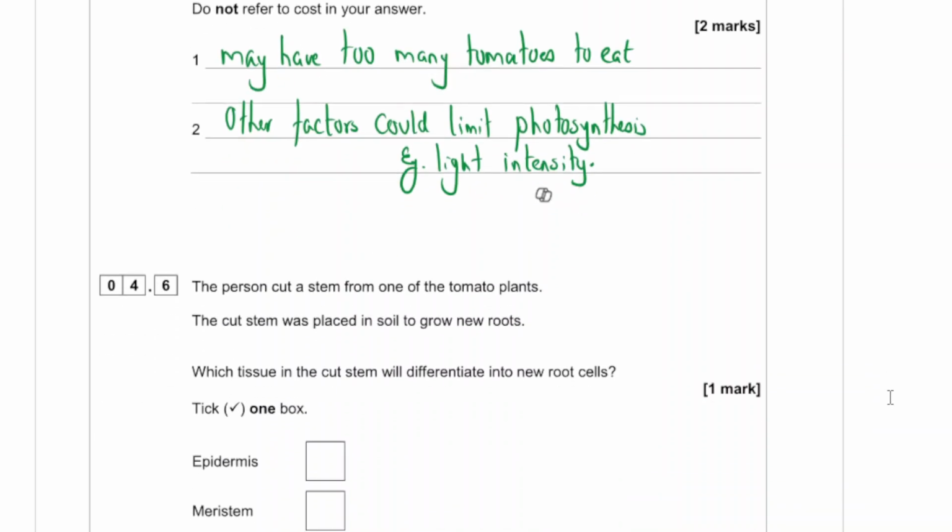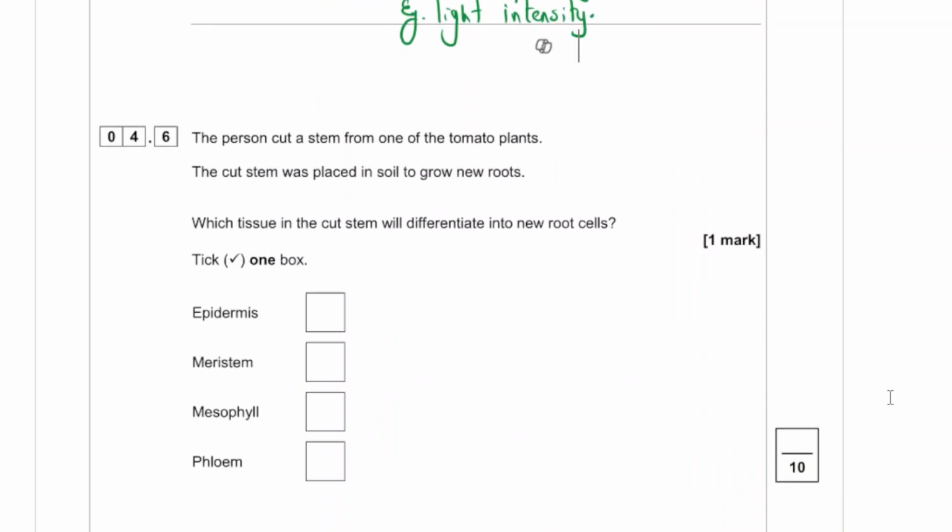A person cut a stem from one of the tomato plants. The cut stem was placed in soil to grow new roots. Which tissue in the cut stem will differentiate into new root cells? That would be the meristem. The epidermis is part of the leaf, which is to protect the leaf. The mesophyll, you got the palisade and the spongy, which are mainly to do with photosynthesis. The phloem is to transport sugars.